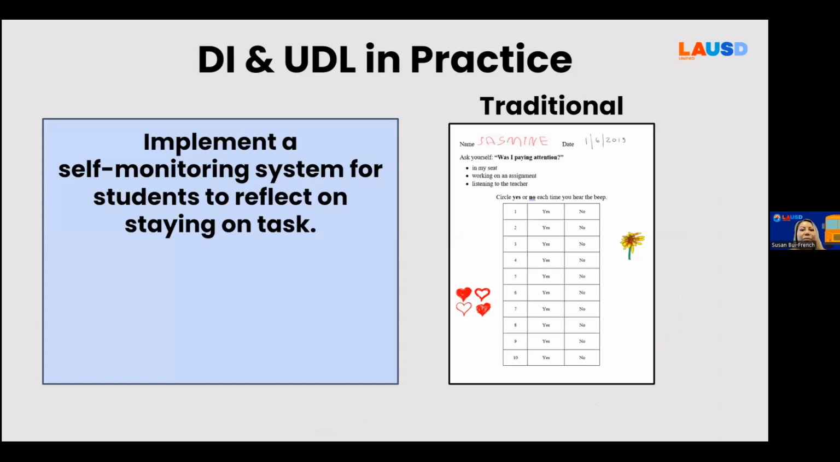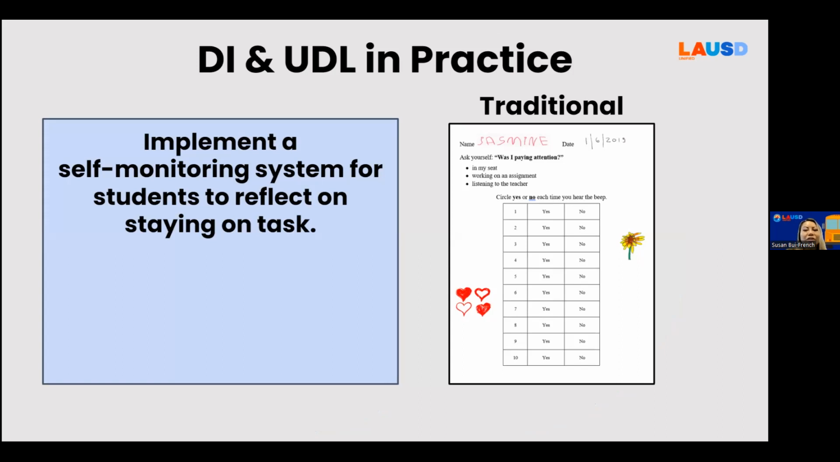Now, let's take a moment to look at differentiation and UDL in practice. Mrs. Cornwell would like her students to increase their awareness about their own behavior. She decides to have her students self-monitor and reflect on how they are staying on task. She provides each student with a sheet like one shown here. Students know the expectations and can simply circle yes or no after a predetermined amount of time.